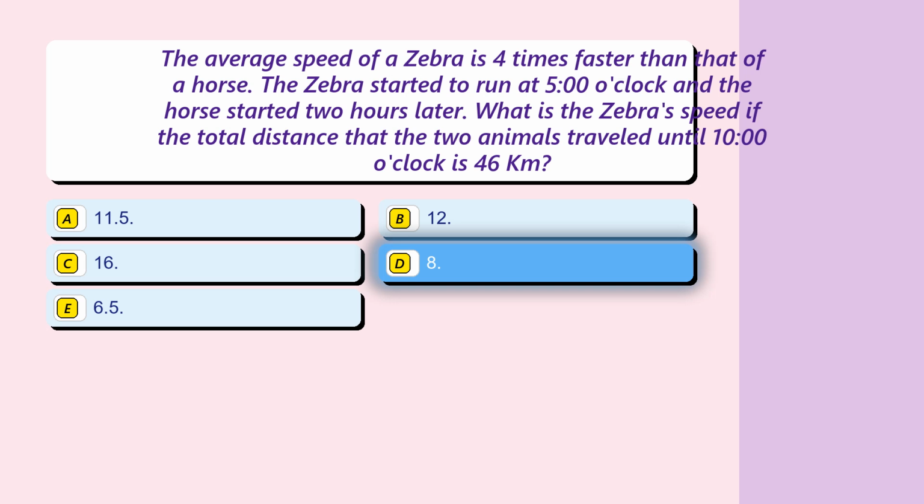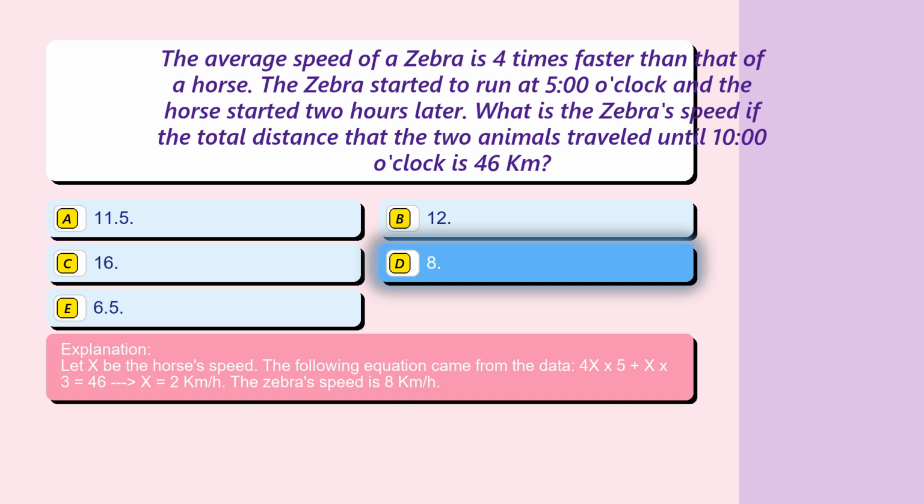The correct answer is option D, 8. Let x be the horse's speed. The following equation came from the data. x times 5 plus 4x times 3 equals 46, x equals 2 km per hour. The zebra's speed is 8 km per hour.